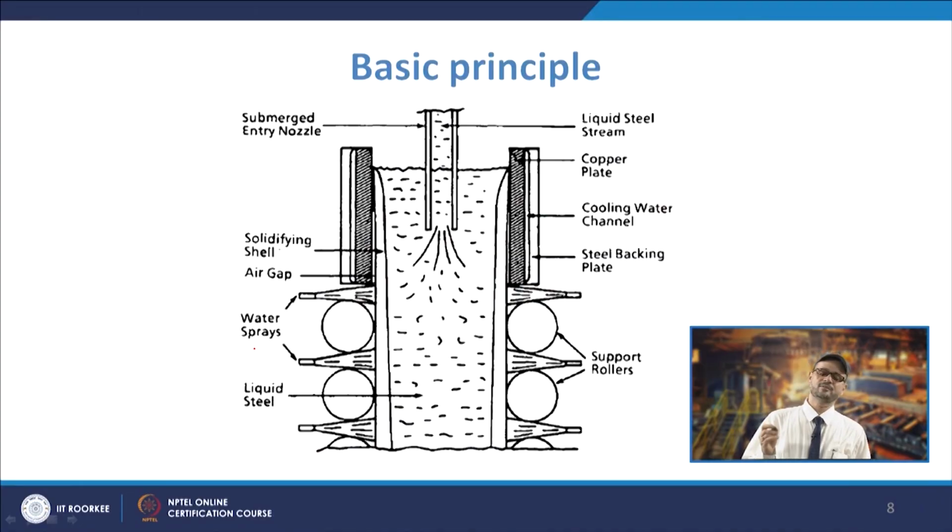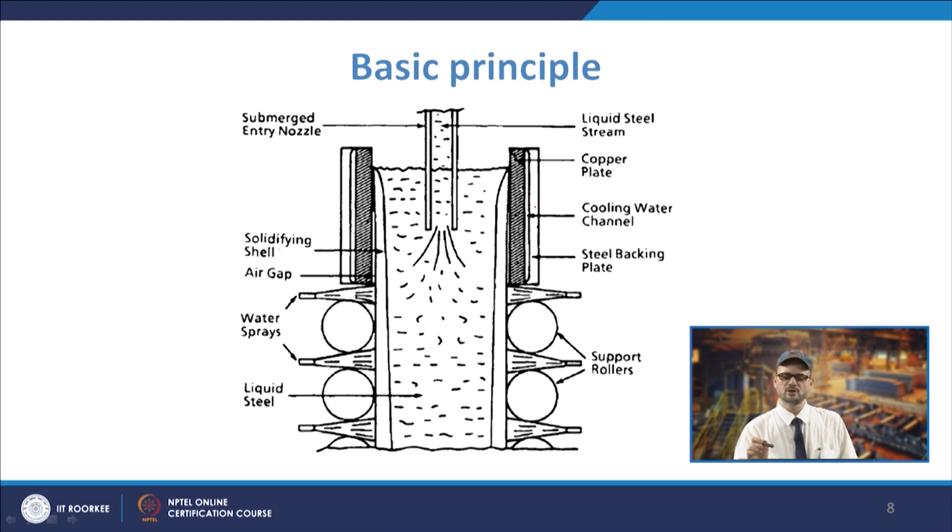This is the basic principle of continuous casting, and if you look at this figure, you see the liquid steel coming from here, from the tundish. This is known as the submerged entry nozzle. This nozzle will enter into this mold. This is a copper plate mold, and this is the cooling water.